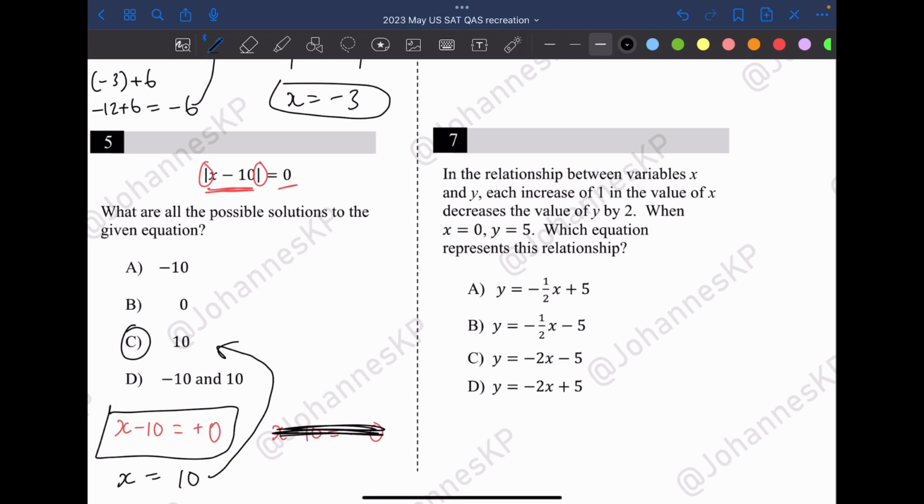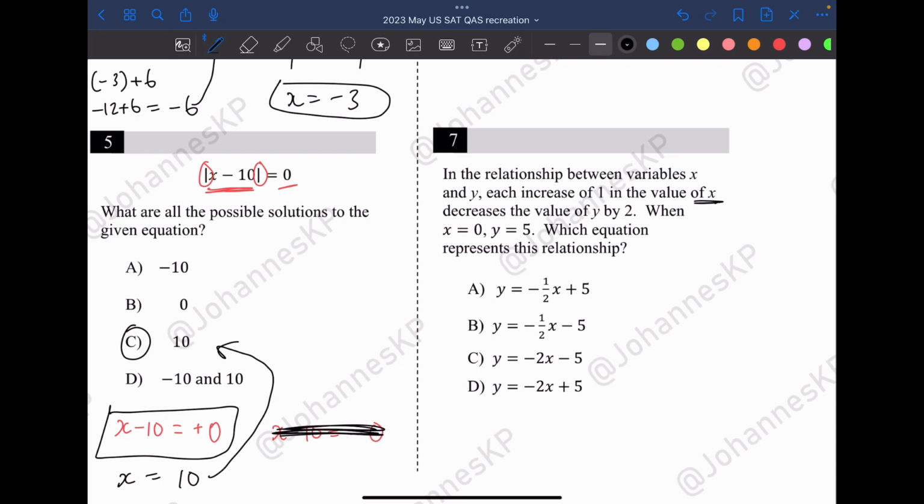In the relationship between variables x and y, each increase of 1 in the value of x decreases the value of y by 2. When x is 0, y is 5. Which equation represents the relationship? We know that all these are linear just by looking at them because all the x's are to the power of 1 over here. So all these are linear.